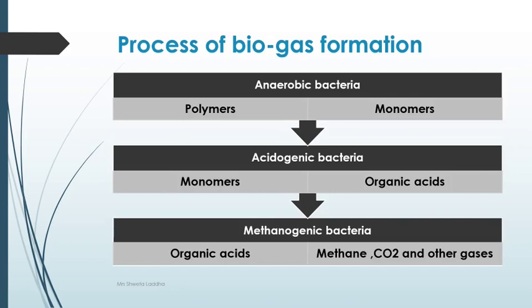So we'll again revise the process of biogas formation. A revision: the first step was hydrolysis, also called solubilization. What is happening? Polymers, carbohydrates, proteins, fats are converted into soluble monomers like the amino acids, the simple sugars, or the fatty acids. The second step is acidogenesis, carried out by acidogenic bacteria. These simple monomers are now converted into organic acids. Basically, these organic acids are converted into methane, carbon dioxide, and other gases by methanogenic bacteria. So these are the three steps: hydrolysis, acidogenesis, and methanogenesis. This is the gist of biogas formation.